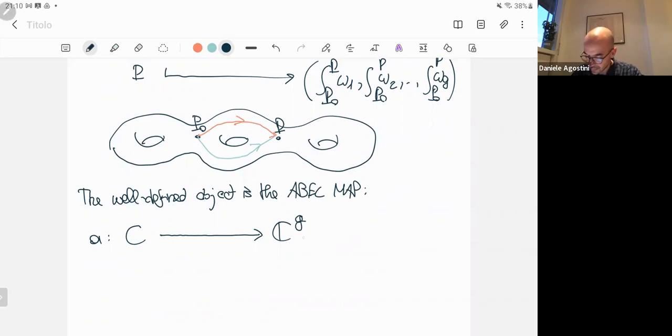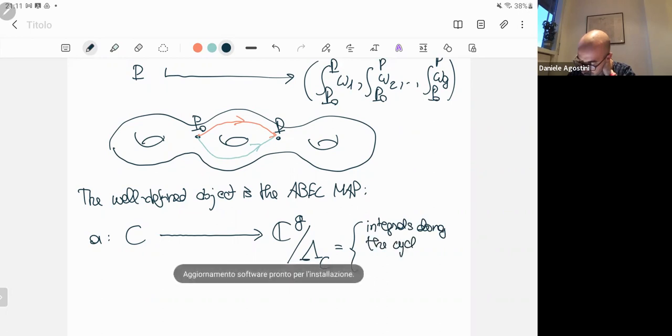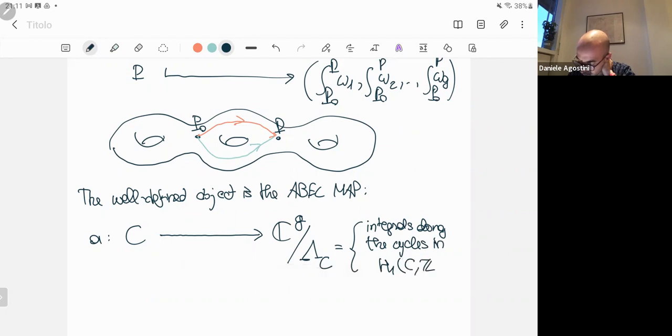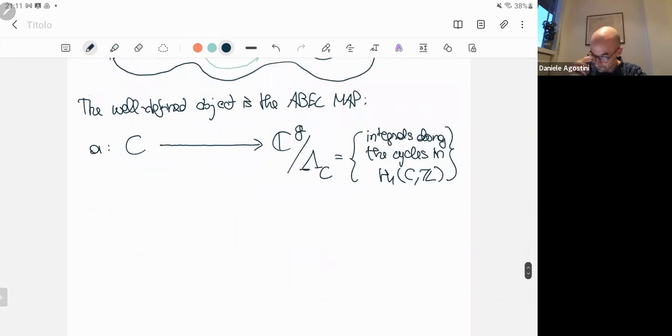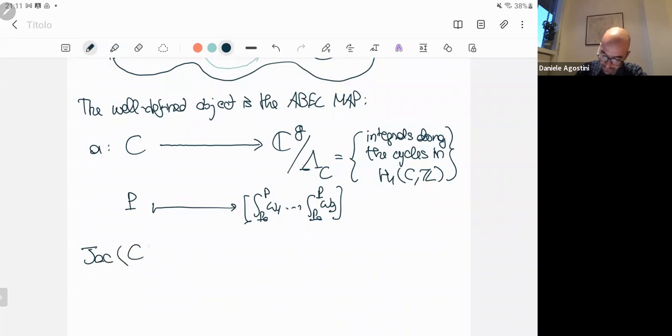So this means that the cycles on the curve, or on your Riemann surface, build a discrete group. It's H_1(C, Z). And taking the integrals along these cycles gives you a subgroup of C^g, a sublattice. And you quotient by the sublattice because you want everything there to go to zero. So these are the integrals along the cycles in H_1(C, Z). And this is well defined now. Now these integrals make sense. And this object here is the Jacobian of the smooth curve.